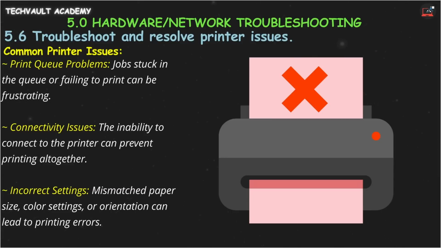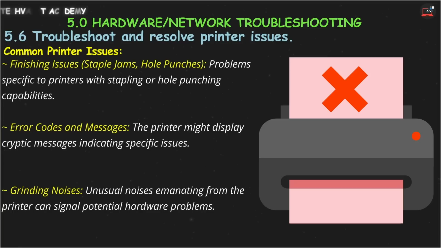Incorrect settings, mismatched paper size, color settings, or orientation can lead to printing errors. Finishing issues. Staple jams, hole punches, problems specific to printers with stapling or hole punching capabilities. Error codes and messages. The printer might display cryptic messages indicating specific issues. Grinding noises. Unusual noises emanating from the printer can signal potential hardware problems.